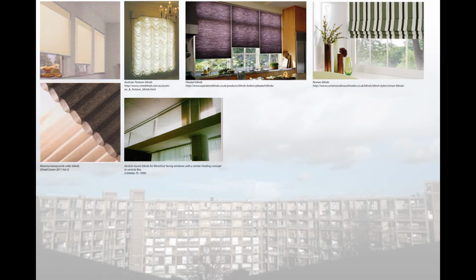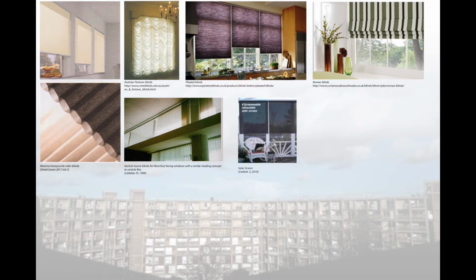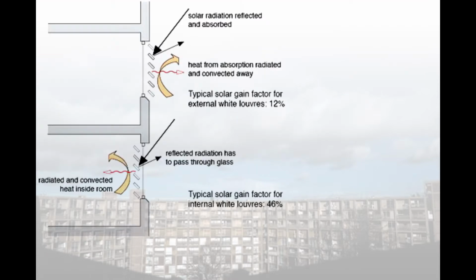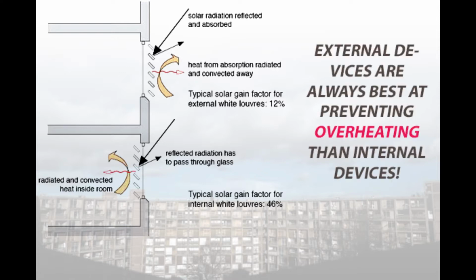blinds, pleated blinds or fabric or paper blinds, Roman blinds, vertical louver blinds, most suitable for east and west facades, fixed solar screens, etc. These can all be manually adjusted or motorized. They all control daylight and glare to certain extents, but are not as effective as external devices to prevent overheating.